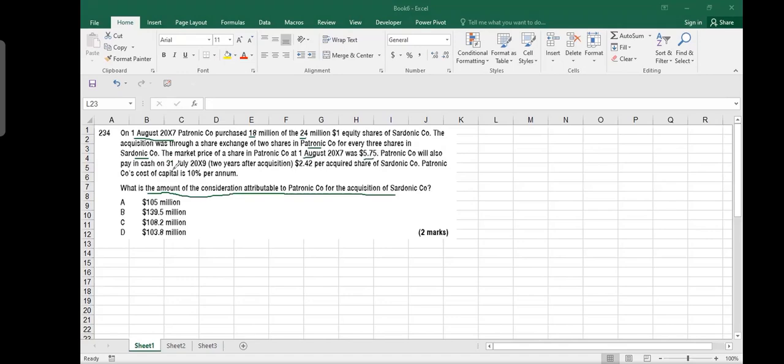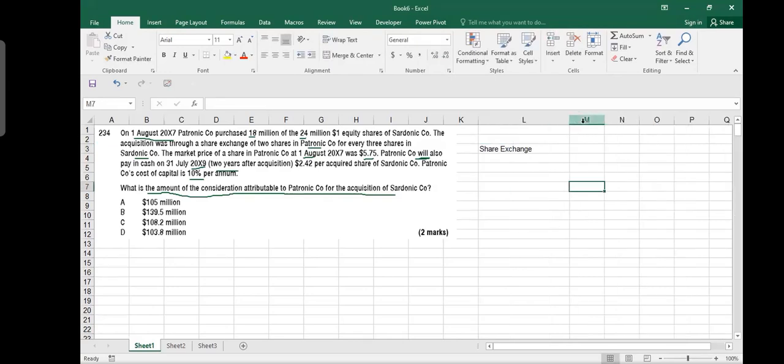Petronic will also pay in cash on 31st July 2009, which means 2 years later, $2.42 per acquired share. So for each acquired share, it is also going to pay $2.42. And the cost of capital is 10%, which means the discount rate is 10%. So very simple. You are making a share exchange, and you should always do it like this.